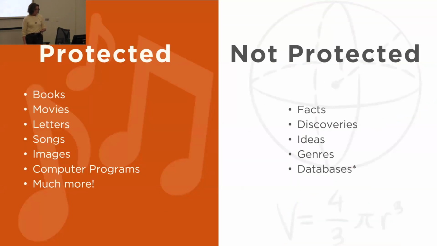So we talked about the rights, and now let's talk about what actually gets protected. Something gets protected if it has a modicum of creativity to it. And a modicum is just the tiniest bit of creativity. So books, movies, letters, everything on the left here gets protection. Things that do not get protection are facts and discoveries and ideas. You can copyright the expression of your idea, but the idea itself is not copyrightable. Genres, and most databases, because they are mostly factually based and organized in a logical manner.